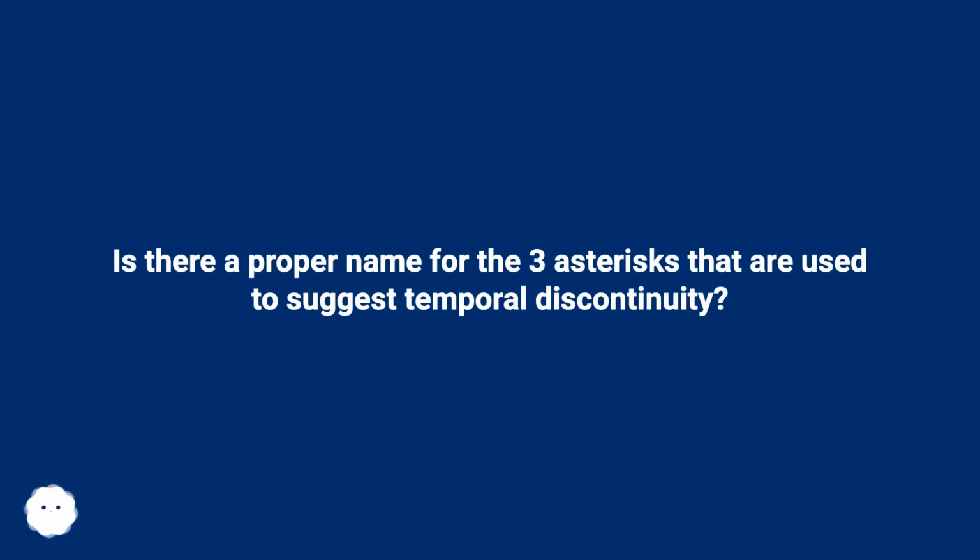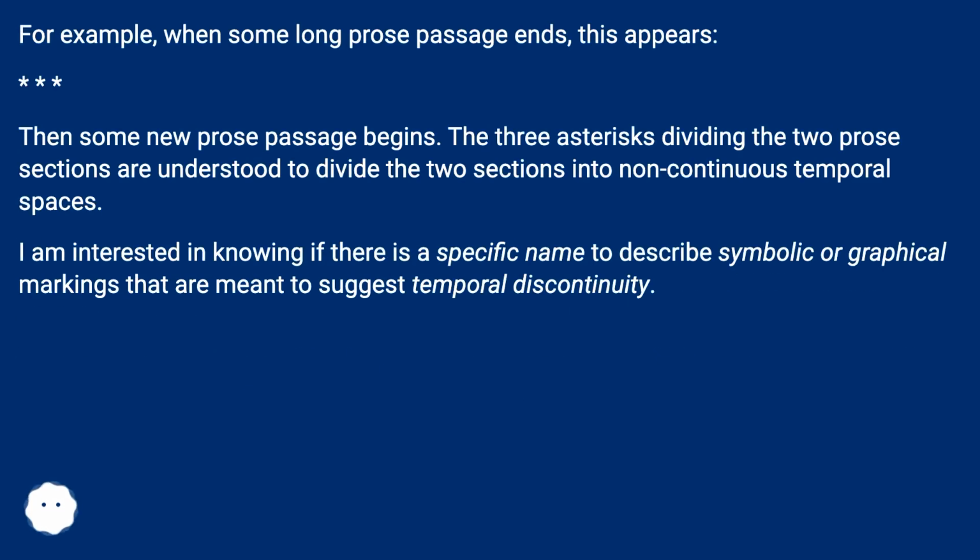Is there a proper name for the three asterisks that are used to suggest temporal discontinuity? For example, when some long prose passage ends, this appears. Then some new prose passage begins. The three asterisks dividing the two prose sections are understood to divide the two sections into non-continuous temporal spaces. I am interested in knowing if there is a specific name to describe symbolic or graphical markings that are meant to suggest temporal discontinuity.